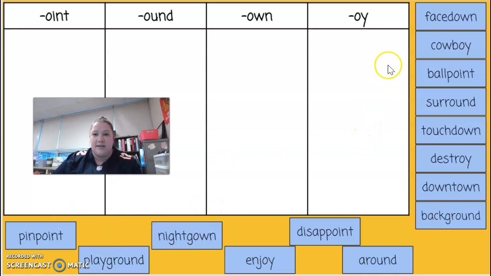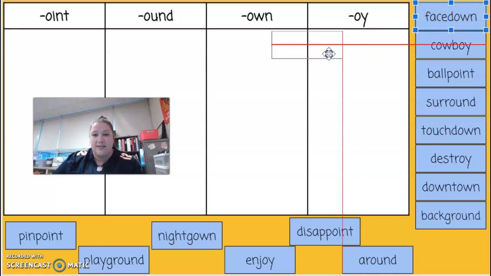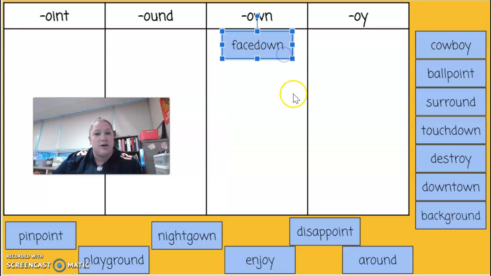Let's go ahead and sort the word countdown. I noticed that it has the OWN unique ending phonogram pattern, so I'm going to click and drag countdown to match under OWN. When you have all of your blue words sorted in the correct columns, that's when you can submit this assignment to your teacher.